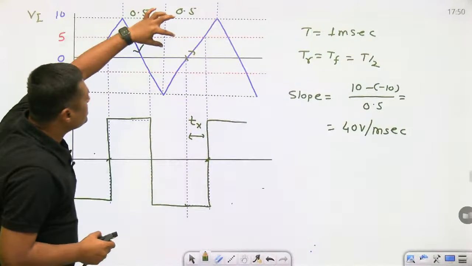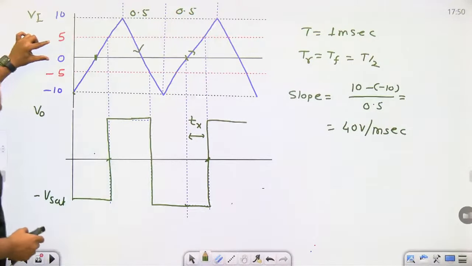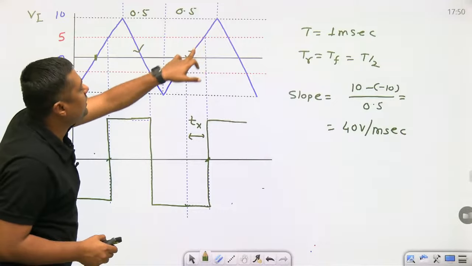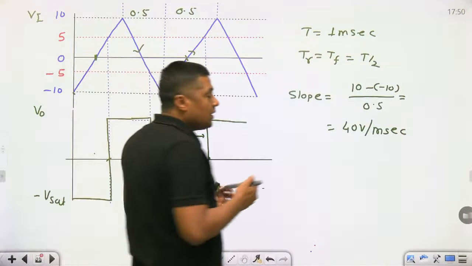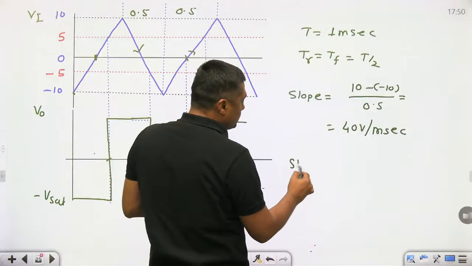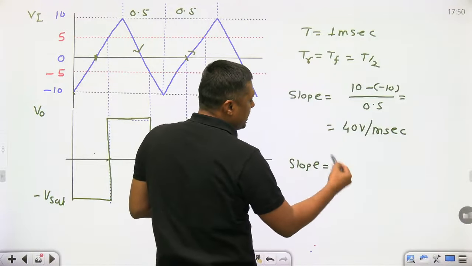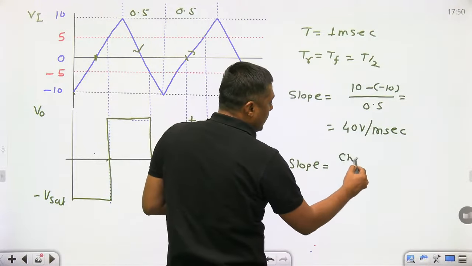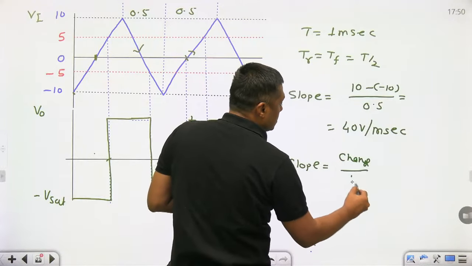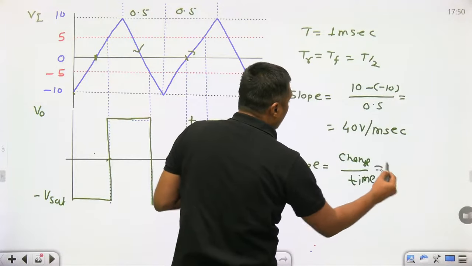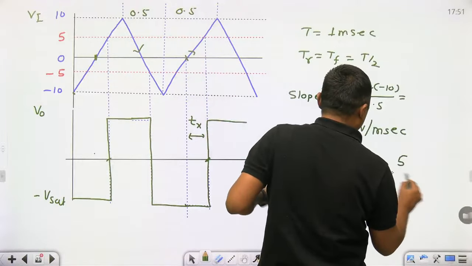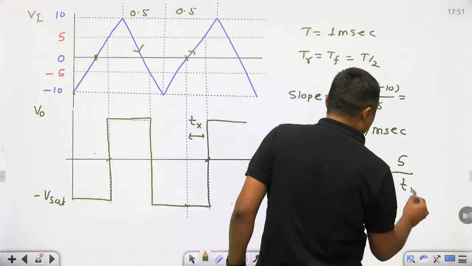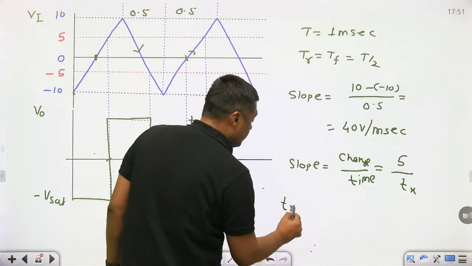Now what is the change here? 5 only. This is the 0, this is the 5, and when it reaches 5, there is a change in the output. So the slope is equal to change upon time. Now the change is only 5 volt. And what is the time? Tx. We have to find the Tx.